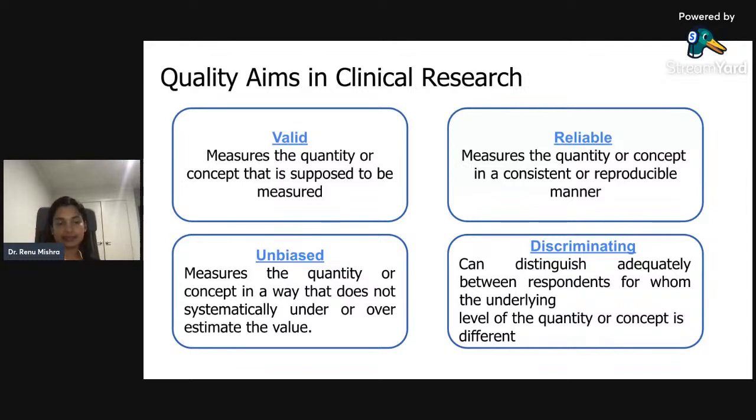Now, these quality checks will be done only when you are designing the questionnaire, not when you are adapting it. Because when you are adapting a questionnaire, the author whose questionnaire you have adapted must have done all this. So these quality checks need to be done only when the questionnaire is being designed. Okay? All right.